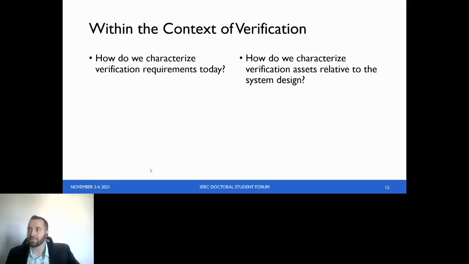The other question is, how do we actually characterize verification assets relative to the system design today? What do we do? Is it subject matter expert, which is essentially heuristics? That's kind of consistent with my experience.